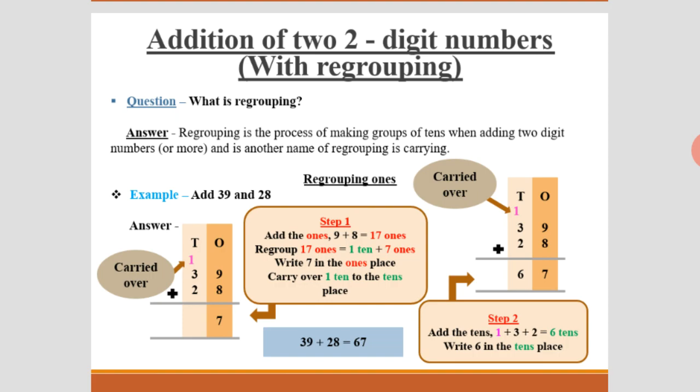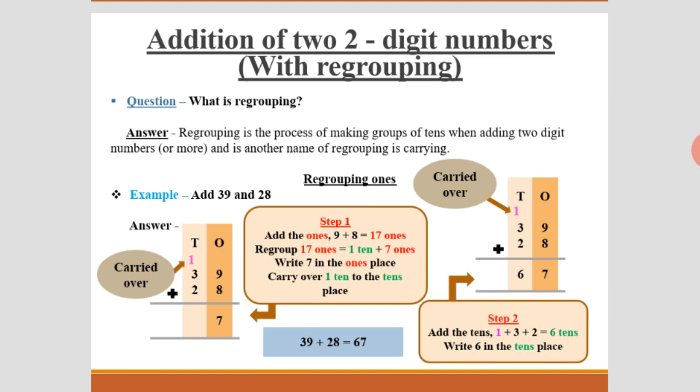Here we take an example. Add the numbers 39 and 28. Write the numbers in the tens and ones columns. Look at step 1. Add in the ones column: 9 plus 8 is equal to 17 ones. That 17 ones is 1 ten and 7 ones. By place value, we can't put a two-digit number in a single column. So we carry 1 ten to the tens column and write down 7 in the ones column.